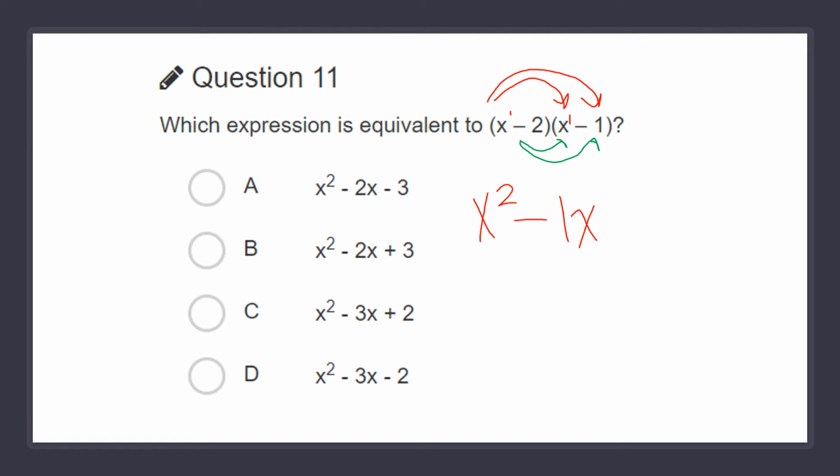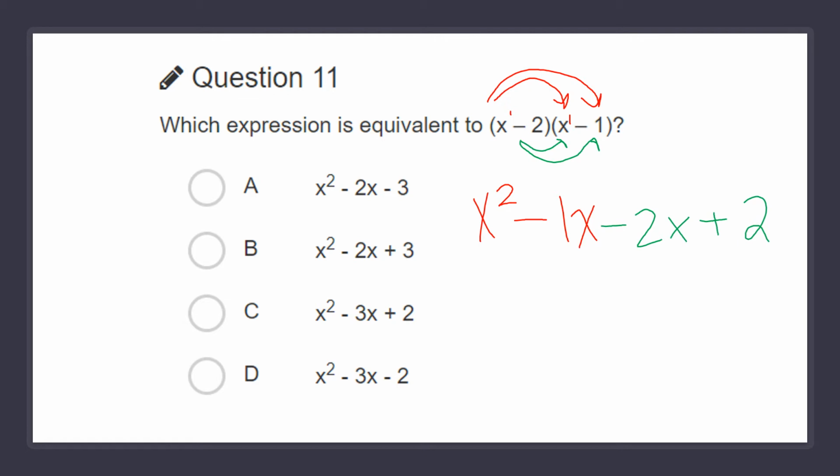So FOIL, the F was first, so that was the x times x. The O was outside, so that's the x times negative 1. The I in FOIL means inside, so that's what we're getting ready to do with negative 2 times x, which is negative 2x. And then the L is for last, that's negative 2 times negative 1. Make sure you multiply, which is positive 2. Don't make the mistake of adding and putting negative 3. I see that all the time.